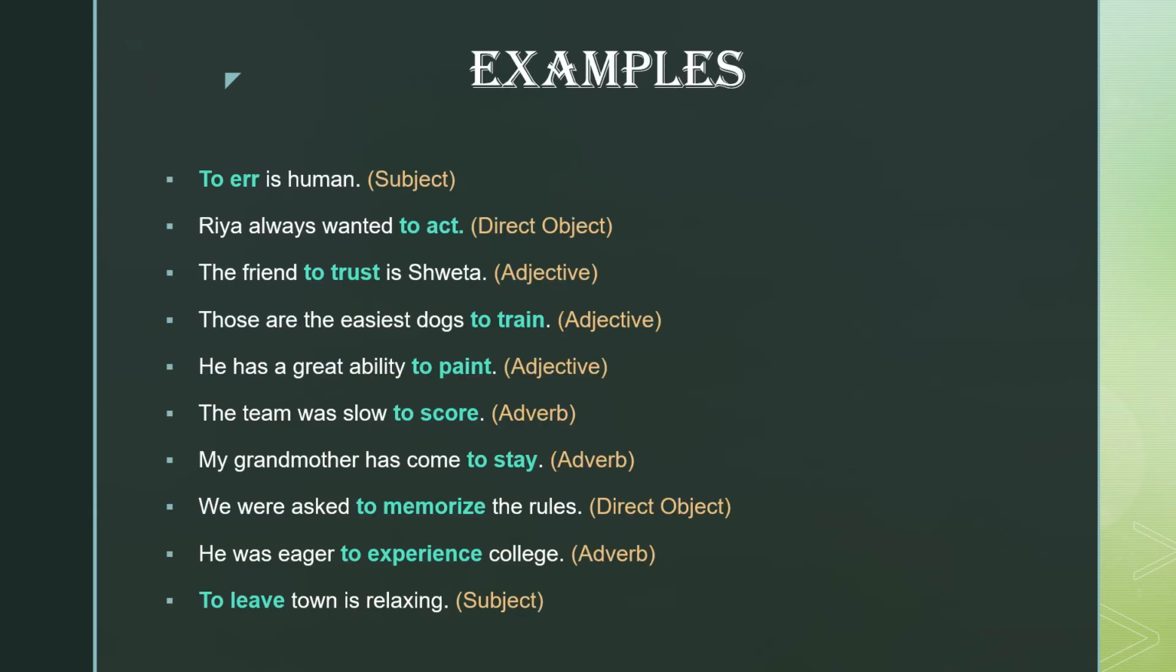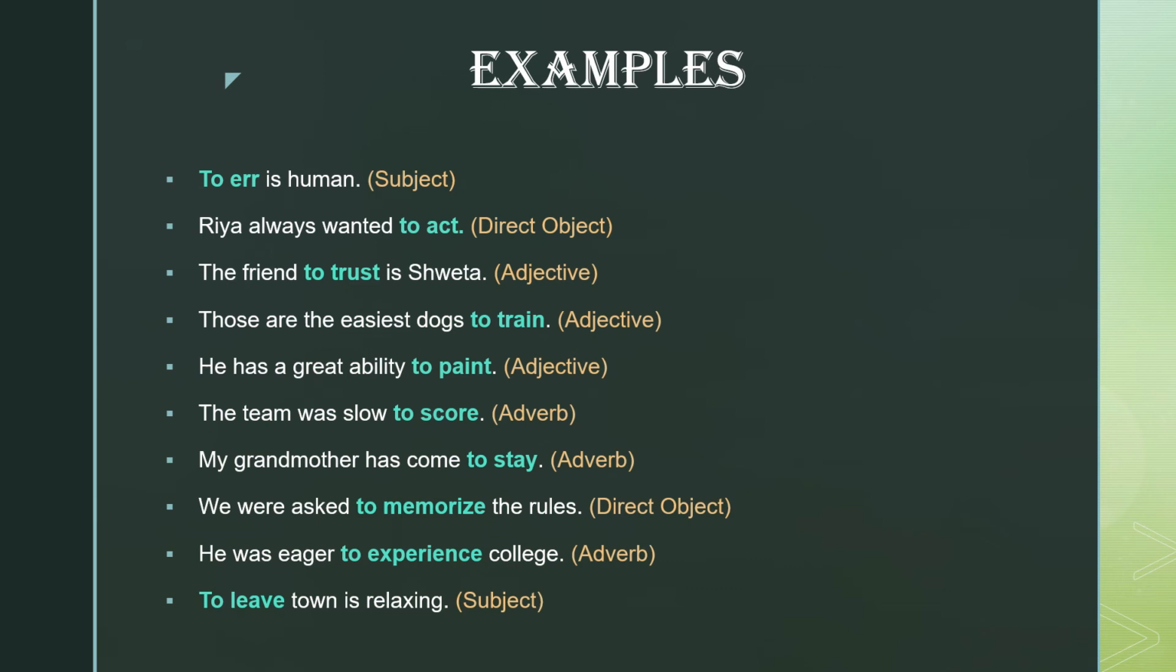Now, these are certain examples which will help you clear your doubts. To err is human. To make mistakes is human, that means. So to err is human. Err here is acting as a subject because it is placed at the initial part of the sentence, and err here becomes an infinitive.